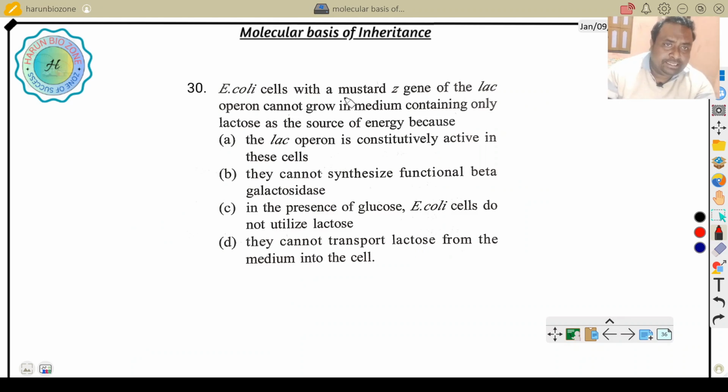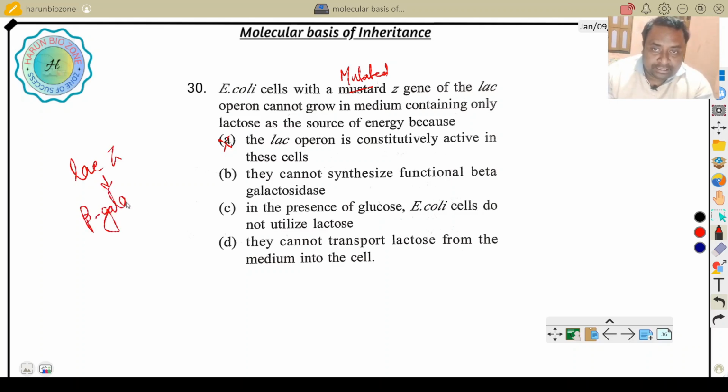Next question: an E. coli cell with a mutated gene of the lac operon cannot grow in medium where lactose is the source of energy. This is not mustard, this is mutated. The lac operon is not constitutively active, so the statement is false, because the lac Z gene represents beta galactosidase.